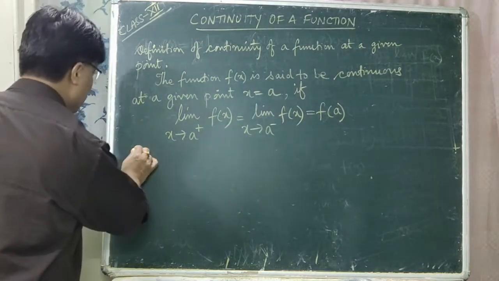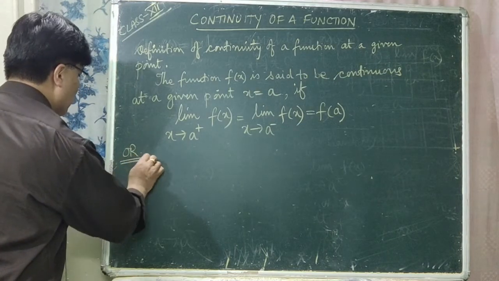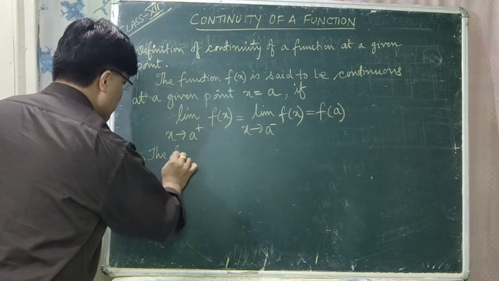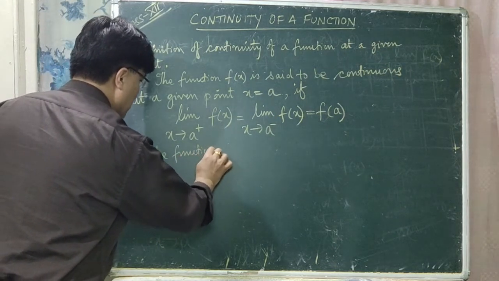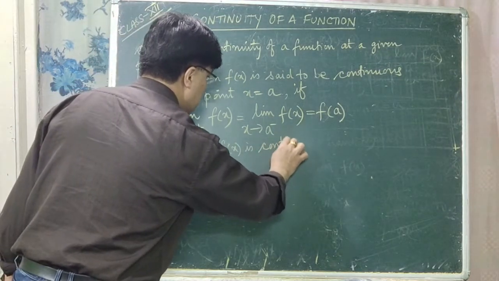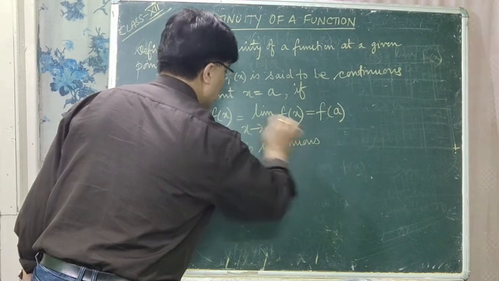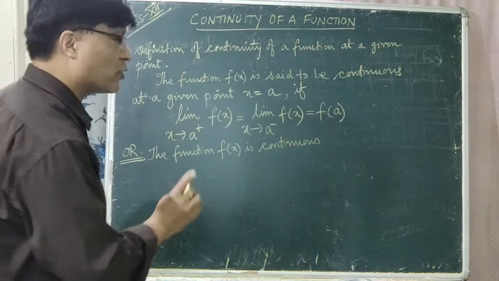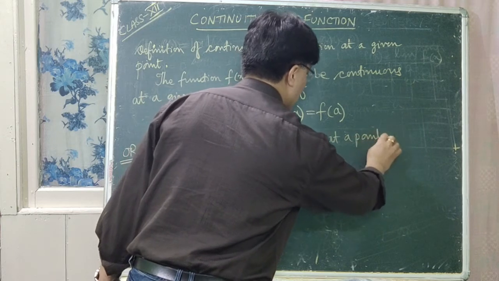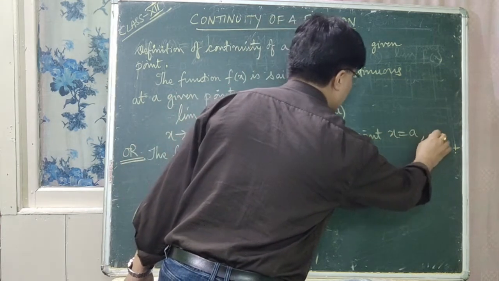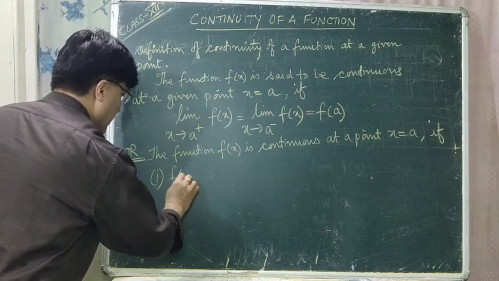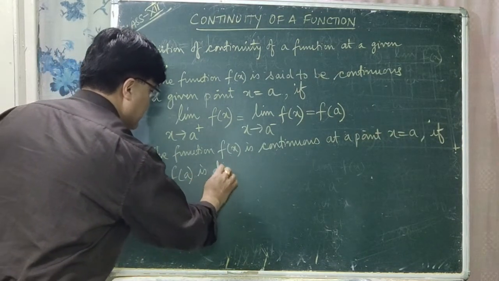Or you may write down the definition as, or in other words, you can write down that the function f of x is continuous. The function f of x is continuous at a point x is equal to a, comma, if number one, f of a is defined.